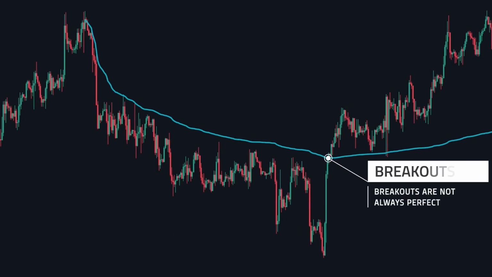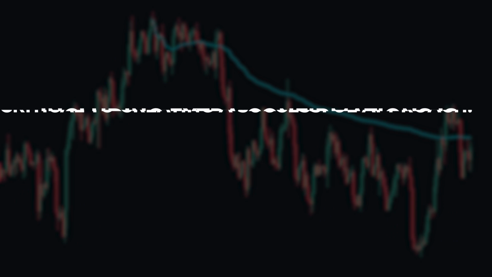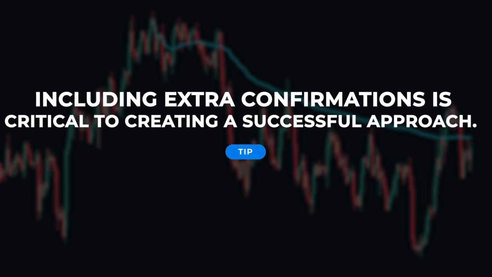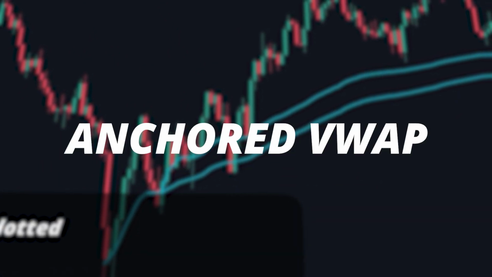While breakouts from anchored VWAPs might indicate reversals, they do not always operate perfectly. Occasionally, these breakouts may be false indications. As a result, including extra confirmations is critical to creating a successful approach. Now let's look at 3 advanced tactics for trading with the anchored VWAP.